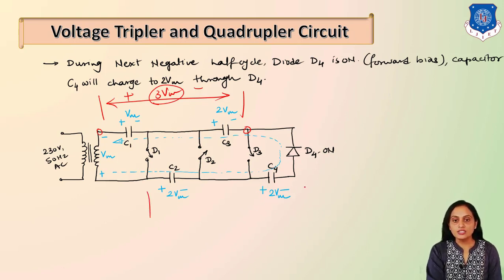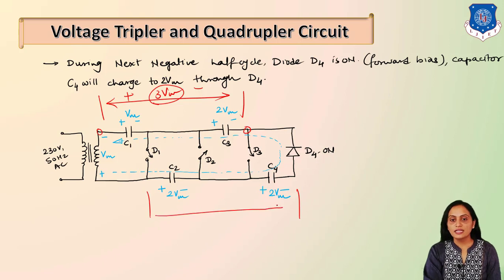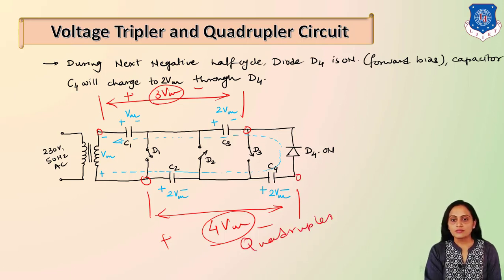And across these two terminals, plus minus is additive, and I am having 4 Vm. So I can take an output voltage of 4 Vm across these two terminals, and that is why I can say it is a quadrupler. And this is the tripler output. This is how we are getting the voltage multiplication at the output.